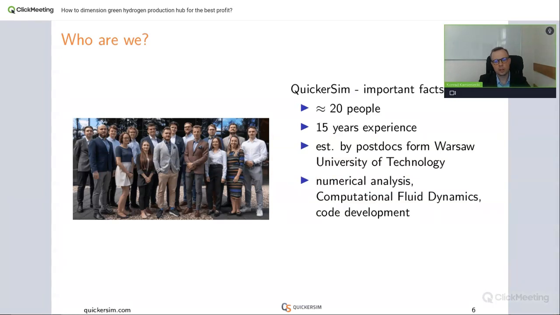And we are doing numerical analysis mostly, like computational fluid dynamics. Computational fluid dynamics is a pretty broad topic. Here we include fluid flow or thermal analysis. We also do some code development. So if we have a customer who has very specific needs, we can write code adjusted to their needs. And we work for industries like energy, automotive, batteries. And lately we started working with hydrogen, and today's webinar will be about that hydrogen.